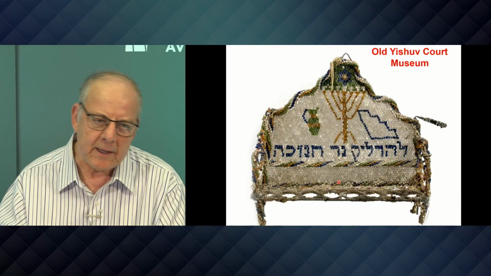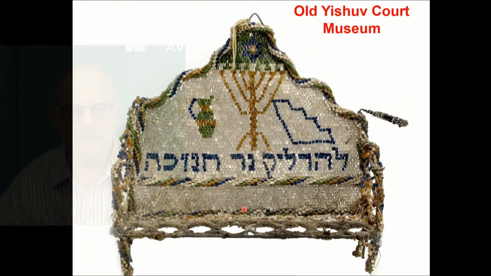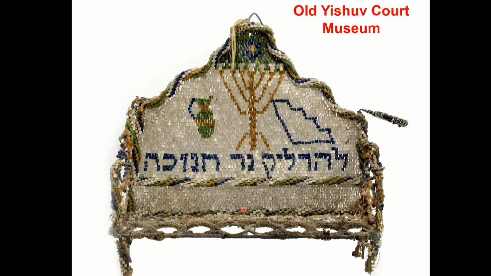Okay, so the last item that I want to show you, and maybe the most magnificent one from the old Yishuv, is this one, like some others that we saw before in the Old Yishuv Court Museum, Chatzar HaYishuv HaYashan, in the old city of Jerusalem, this museum that commemorates life in the old Yishuv. And this Hanukkah lamp, of which we know only two existing of this type, this one in this museum and the other one in the Israel Museum, is highly folkloristic, all made of glass beads, as you see.